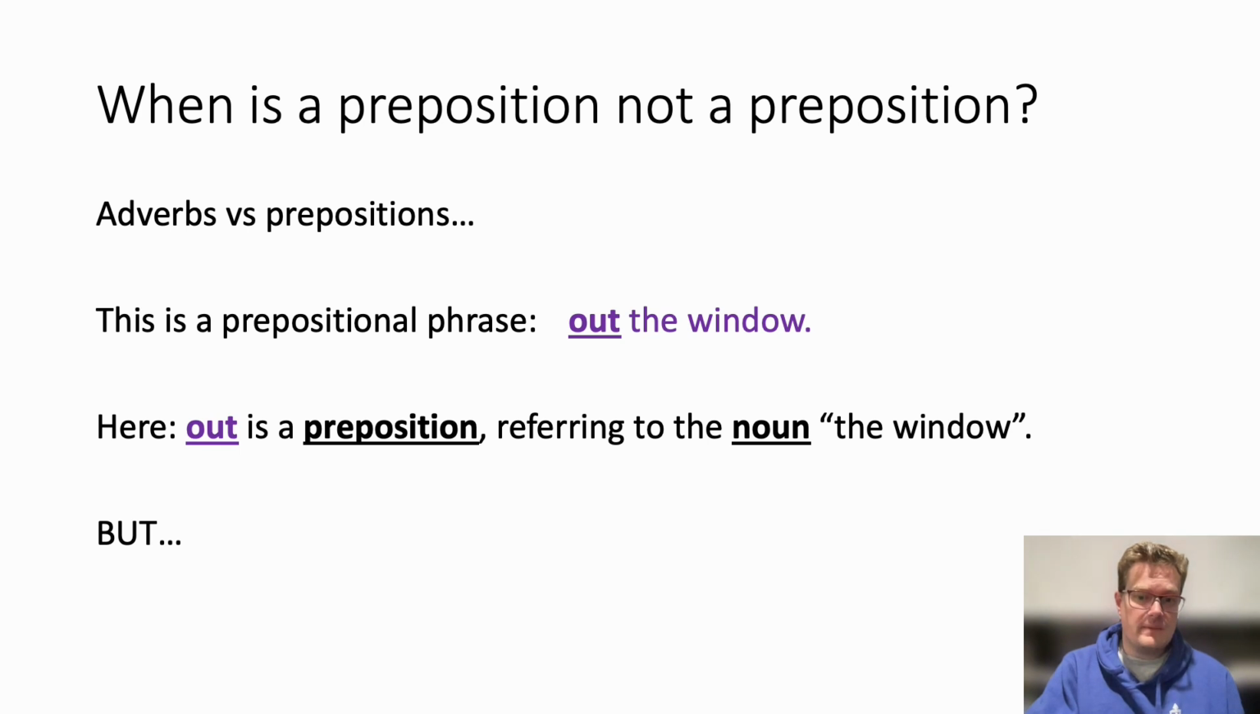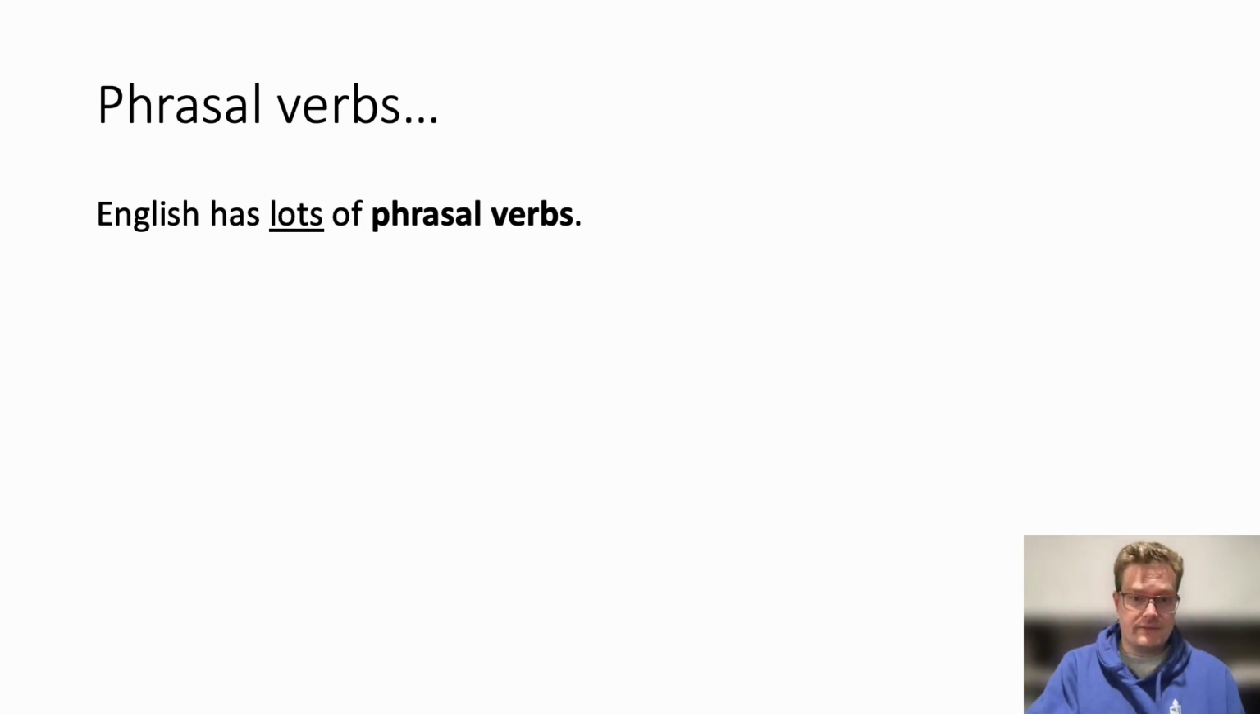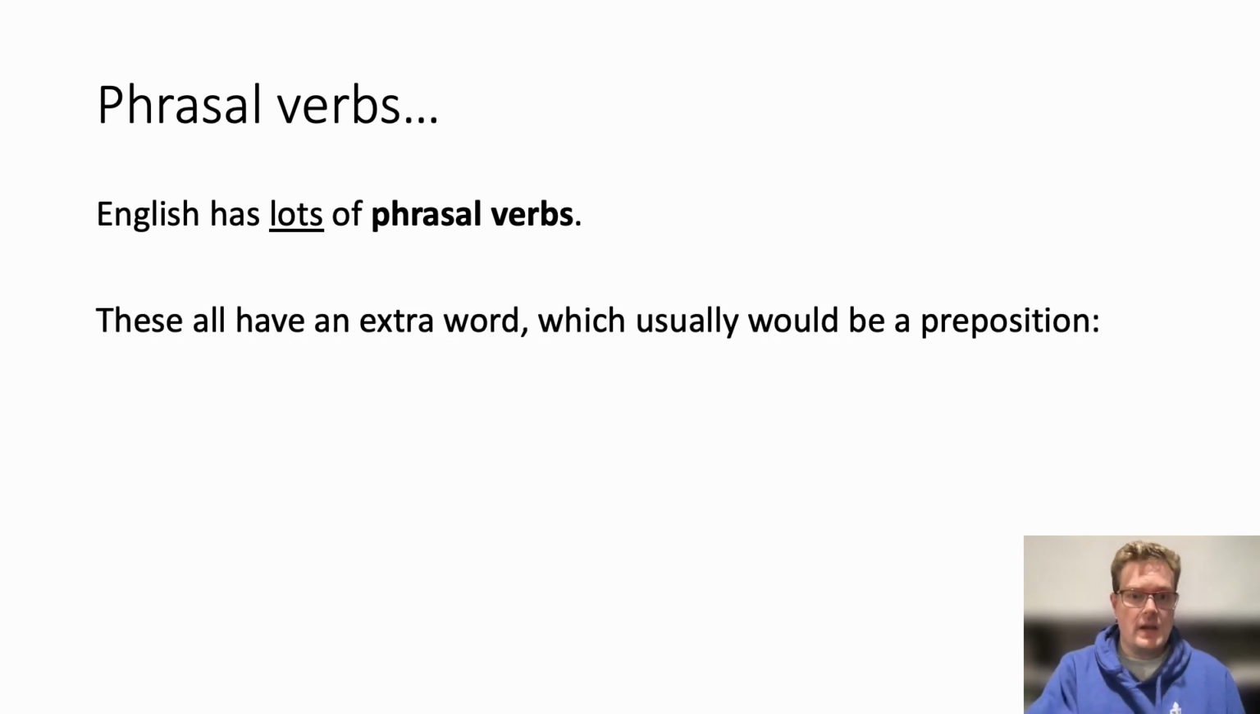And this tends to happen with something called phrasal verbs. And English has a lot of phrasal verbs. They're basically a verb that has an extra word to kind of complete it, which would normally have been a preposition. For example, just before I said out the window, but there's also a verb to throw out. So here, out isn't a preposition, it's an adverbial particle. The out is basically an adverb working with the verb to throw.